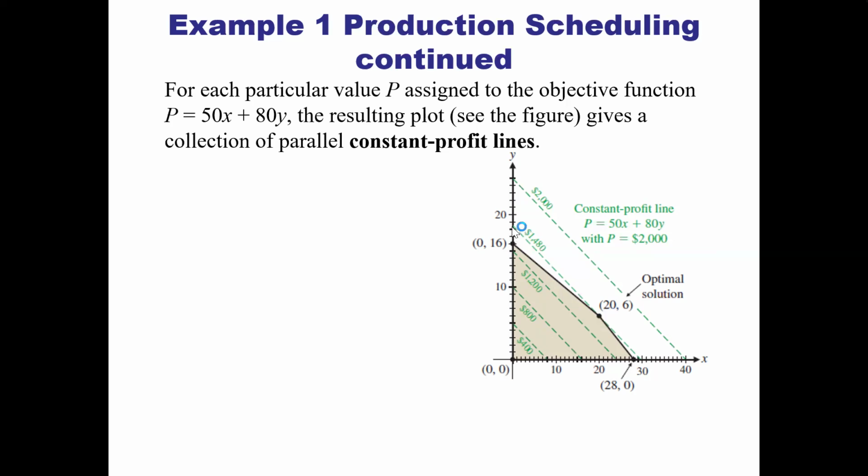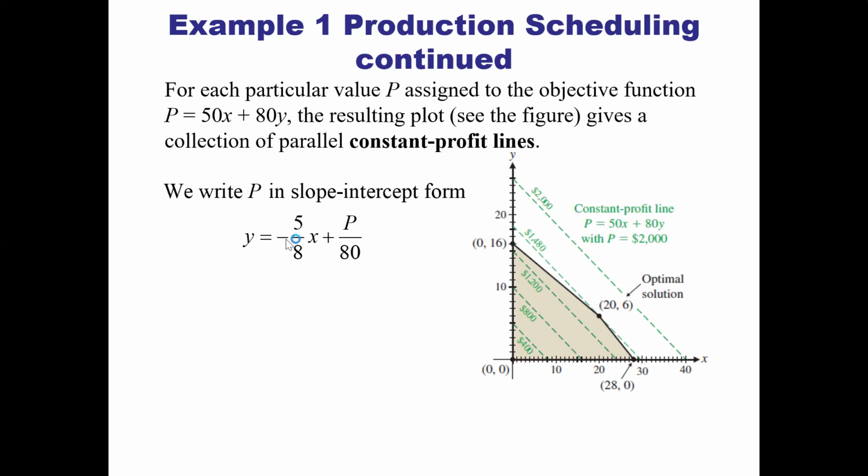So the biggest one is actually the 1480. What we could have done was plug in the 0, 16, the 20, 6, and the 28, 0, and the 0, 0, of course, and see which one gave us the maximum value, and that would be at the 20, 6. And so that's going to give us a profit of $1,480.